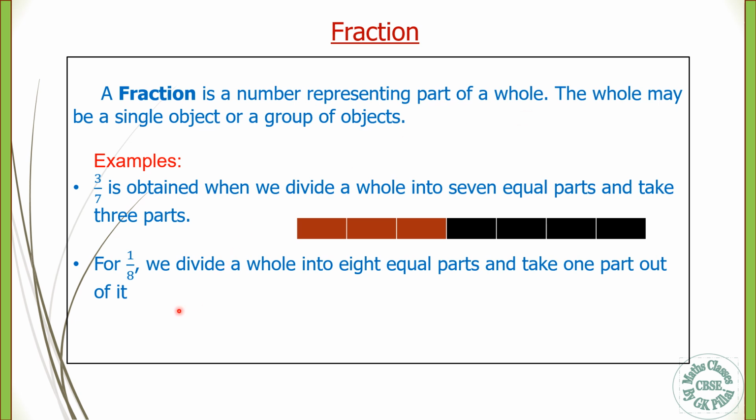For 1 by 8, we divide a whole into 8 equal parts and take 1 part out of 8. That's all about the simple definition of fractions. For 3 by 7, we say it is 3/7. And 3 is the numerator and 7 is the denominator.